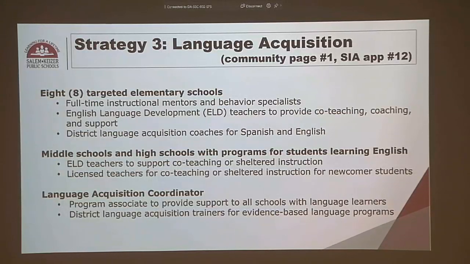For our middle schools and high schools with programs for students learning English, we're going to add ELD teachers to, again, support our co-teaching model or our sheltered instruction model. At our high schools in particular, a co-teaching model with our special education teachers and in our special education classrooms, we've learned a lot from that practice and those pilot practices on what works and what supports are needed for that, and we're hoping to replicate that with our language learners as well.